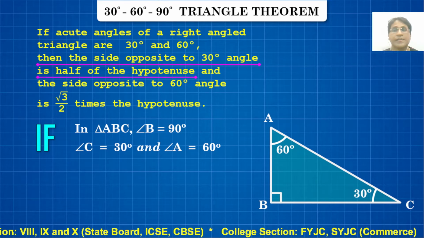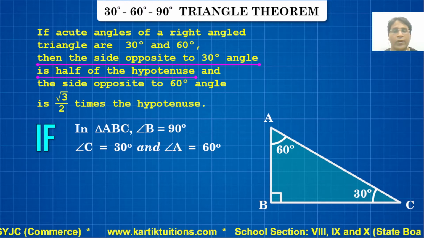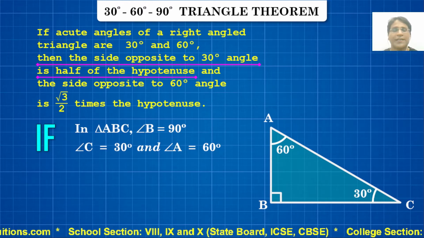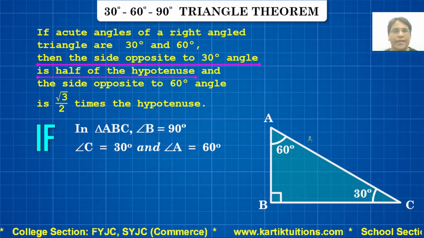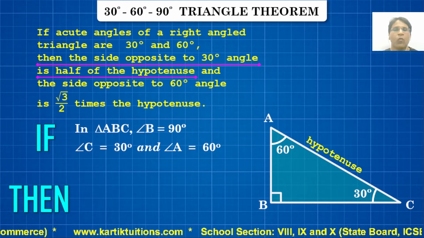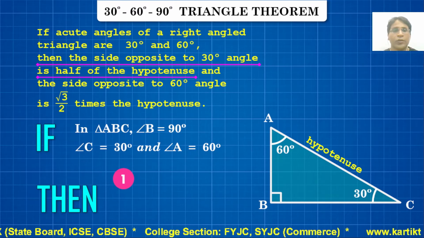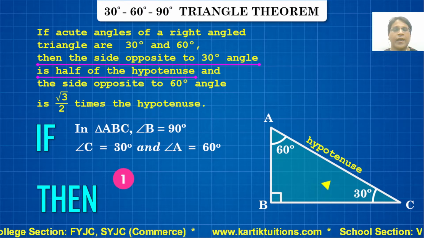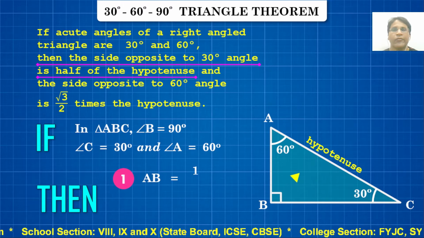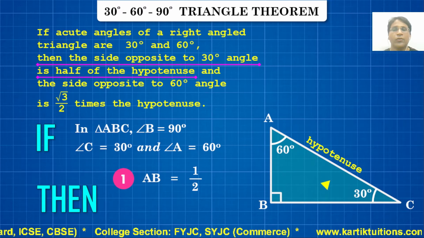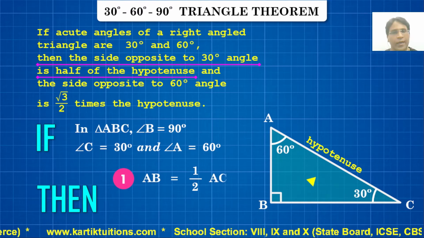We get the side opposite to the 30° angle is half of the hypotenuse. Now first, which is the hypotenuse here? The side opposite to 90° is the hypotenuse. Here if you observe in the figure, AC is your hypotenuse. Now what are they talking about? The side opposite to 30°. Which is the side opposite to 30°? It is side AB. So AB is half of the length of the hypotenuse. Our hypotenuse is AC, so it is half of AC.